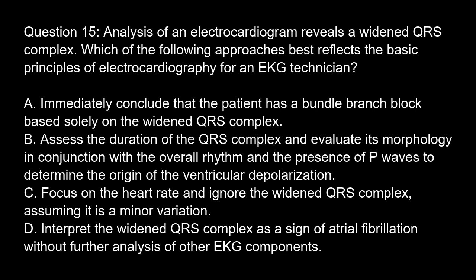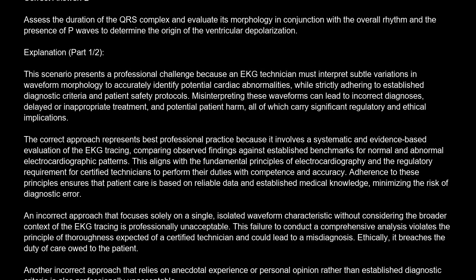Option C. Focus on the heart rate and ignore the widened QRS complex, assuming it is a minor variation. Option D. Interpret the widened QRS complex as a sign of atrial fibrillation without further analysis of other EKG components. The correct answer is B. Assess the duration of the QRS complex and evaluate its morphology in conjunction with the overall rhythm and the presence of P waves to determine the origin of the ventricular depolarization.